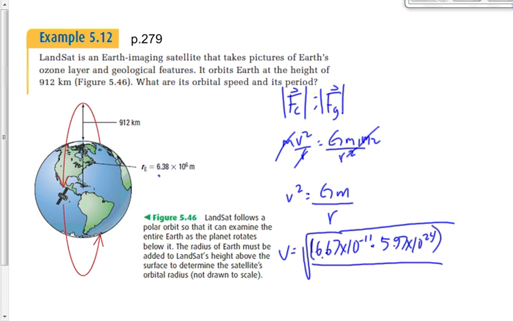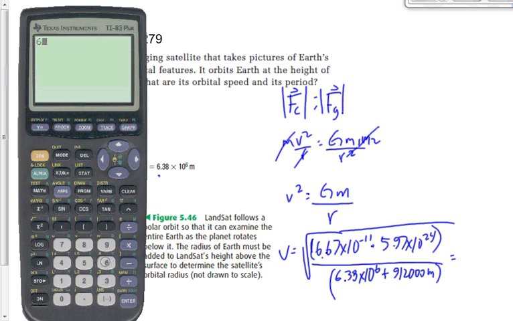Michael? Yeah, you got to combine them, right? Because you want the distance from the center of the Earth to the satellite. And that distance is the radius of the Earth plus the distance of this satellite above the surface. So we're going to say it's 6.38 times 10 to the 6 plus 912,000 meters. Let's definitely do this one on the calculator, okay?